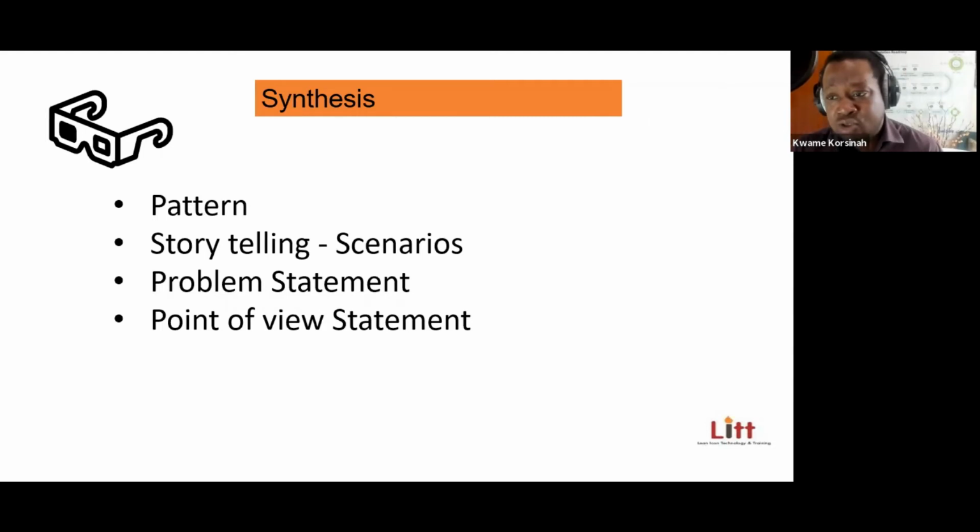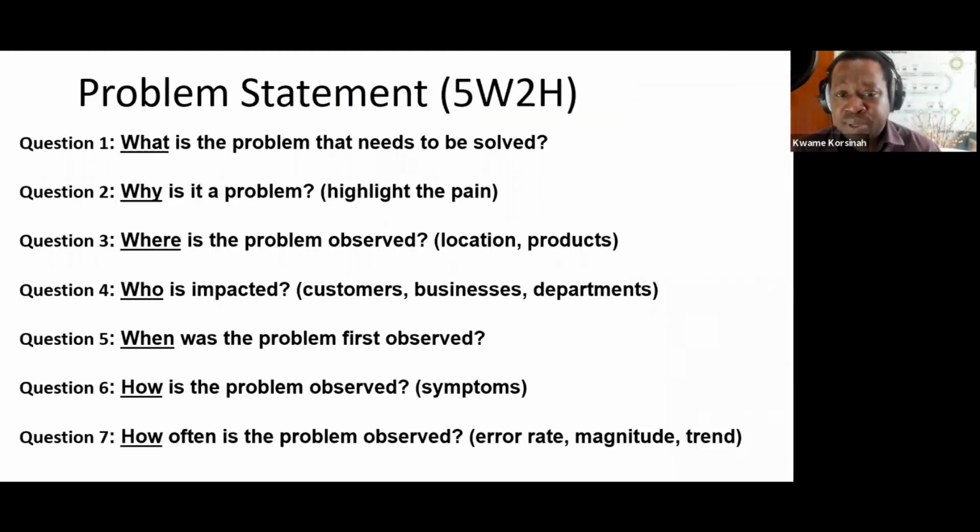We also looked at drawing a problem statement. We've done our analysis. We're still trying to understand the problem. Using the problem statement helps us to delve into certain areas we might not consider. I'll be going through the problem statement in the next slides, and I'll be touching on the point of view statements. What are the key things we look out for in our problem statement?